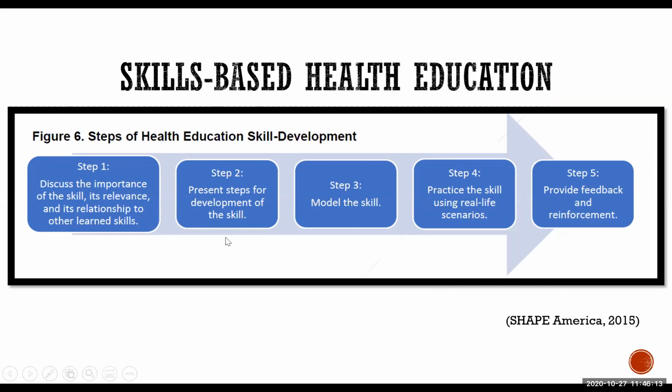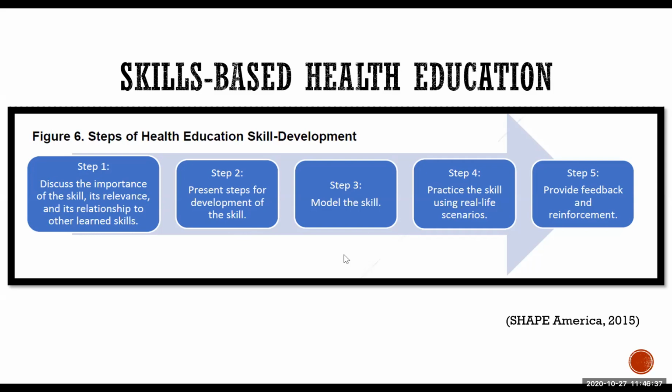You would start with step 1, discussing the importance of the skill that you're teaching, let's say decision-making. Talk about its relevance and how it relates to other skills that the students may have. In step 2, you're going to present steps for the development of the skills. So you're going to actually tell them step 1 of decision-making skills, step 2, step 3, step 4, and step 5. So teach those skills.